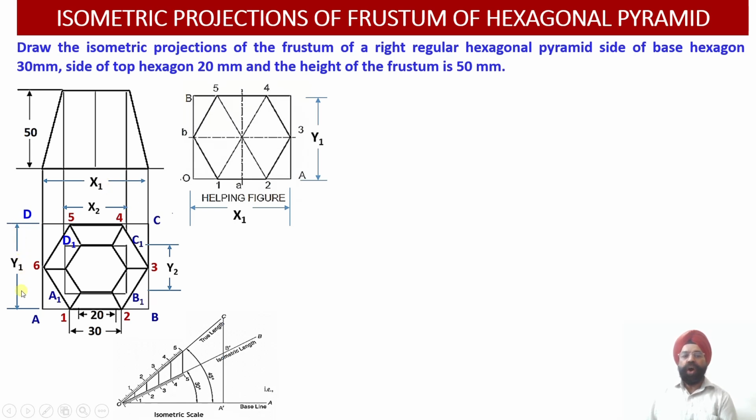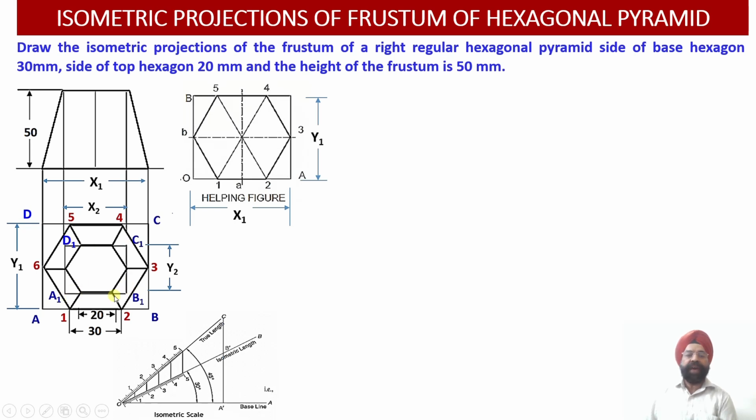Similarly, the width of this bigger rectangle, which corresponds to this hexagon drawn with an edge length of 30 millimeter, has been marked as y1. So x1 and y1 are the edges of the bigger rectangle corresponding to the base. Similarly, the inner rectangle corresponds to the hexagonal face obtained at the top face of the frustum. So the points are A1, B1, C1 and D1.